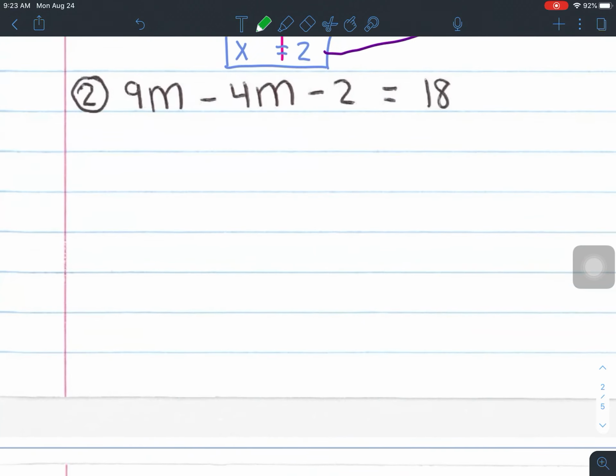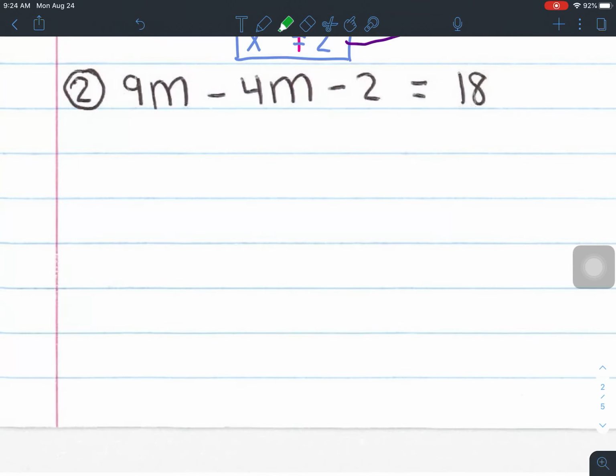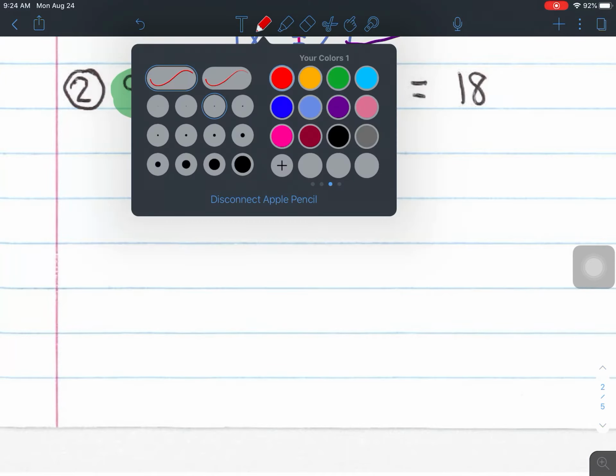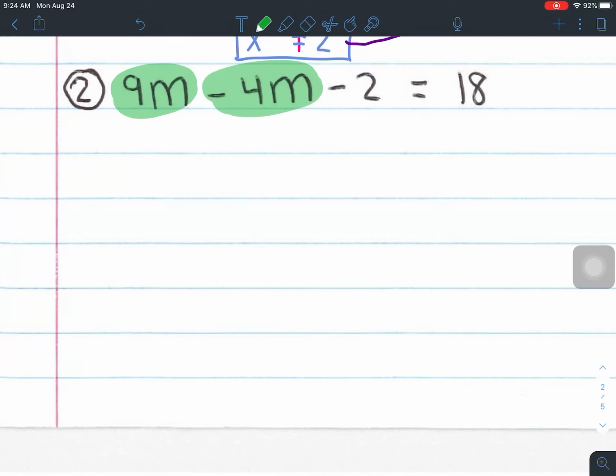All right, moving on to number 2. Now, this one is a little bit different from the previous one. What's different about this one? Well, here I notice that there's two terms that have variables. There's a 9m, and then there's a 4m. So what you want to do before you ever start is you always check to see if you can simplify anything if possible. And I notice that I can actually combine 9m and negative 4m. So the goal here is I want to combine my like terms.